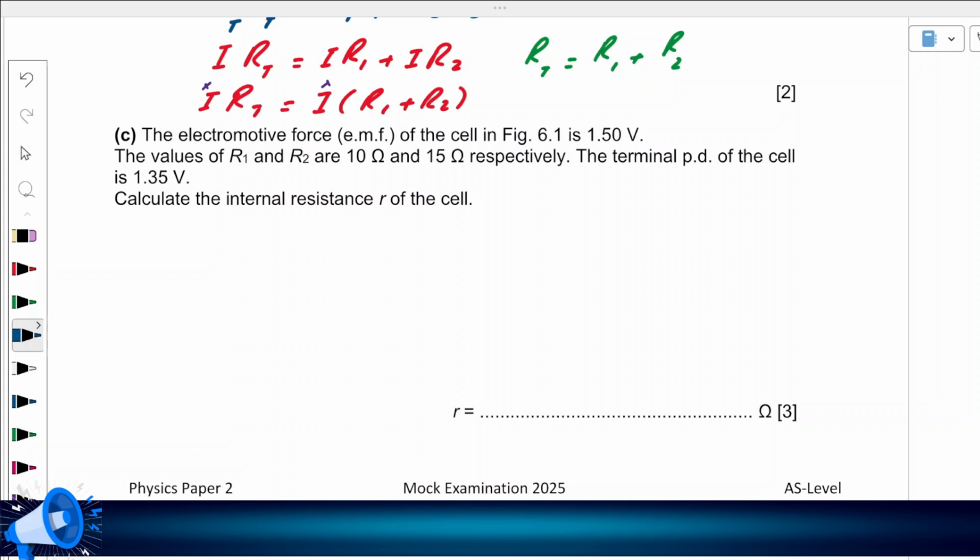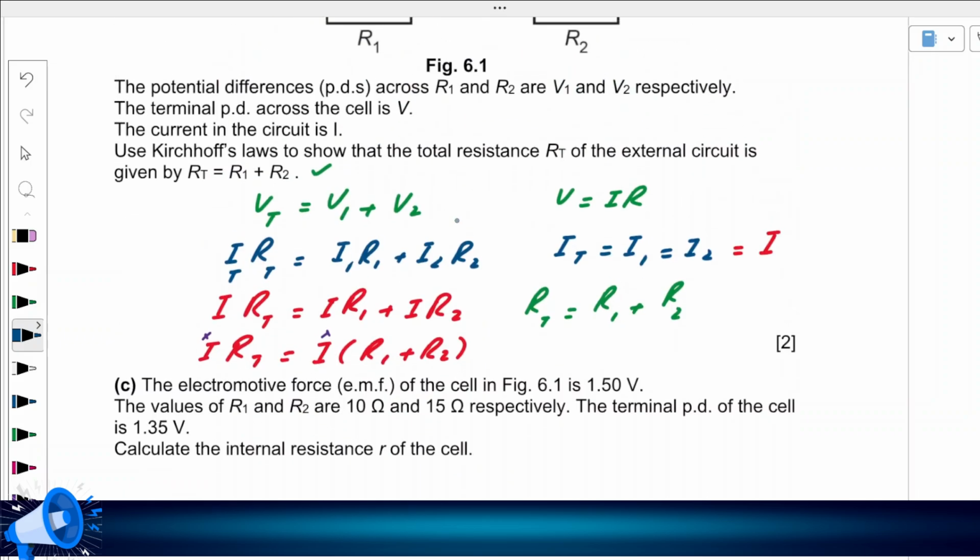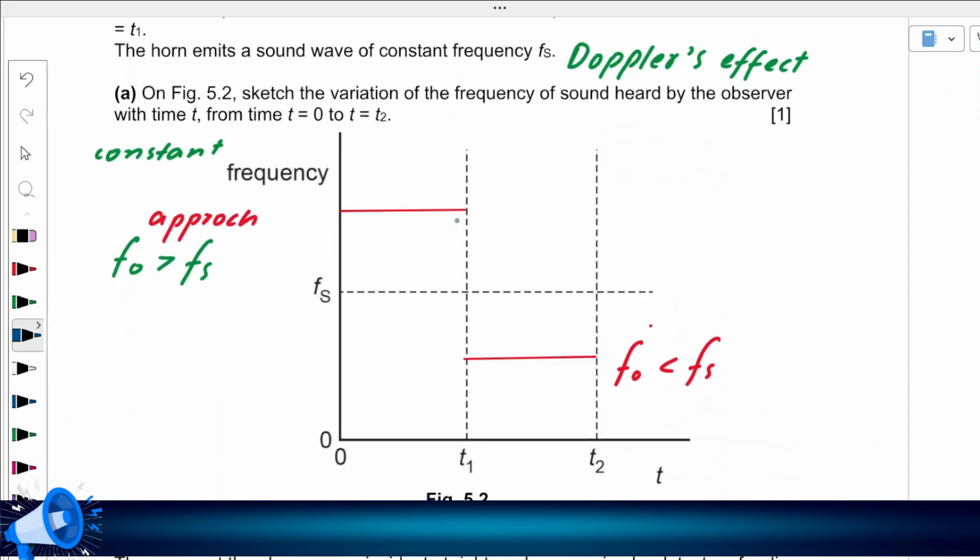Sir, are we sketching the graph for observed frequency or for source frequency? We were sketching the graph for the observed frequency. If we were sketching the graph for the source frequency, the graph is already there. The source frequency never changes, whether the object is moving towards you, moving away from you, stationary, accelerating, whatever. It is kind of the actual frequency.